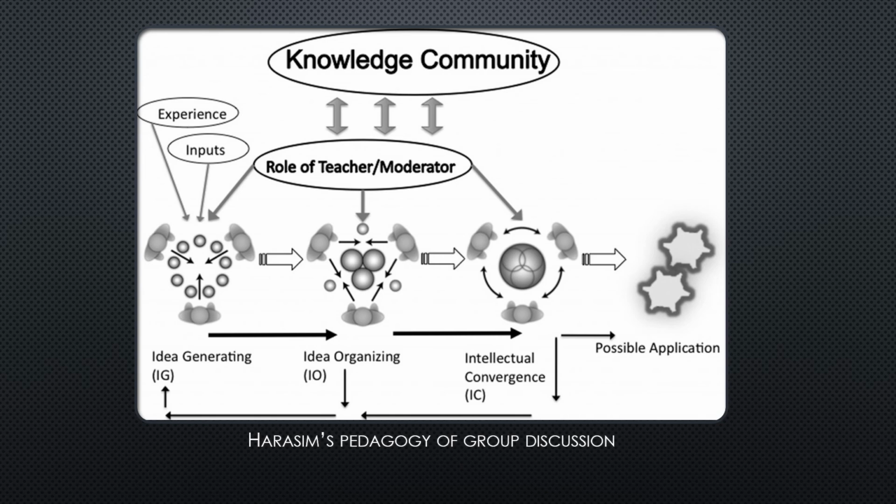Harasim uses this image as shown here to describe the role of the teacher or the instructor in the process, because it is very critical that there is a moderator or an instructor. The first phase is where inputs and experiences are gathered, the second phase is where something is made out of it, and then the last phase is when everything is being put together. So this image illustrates that process.